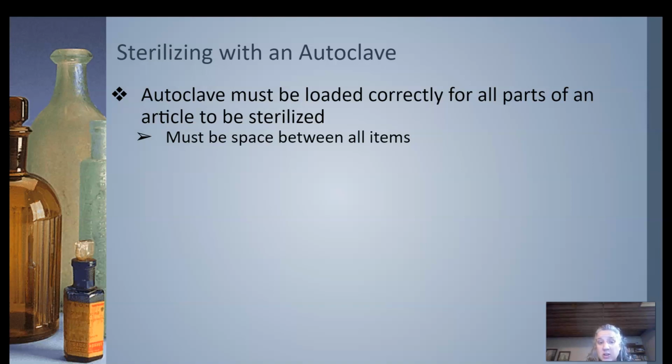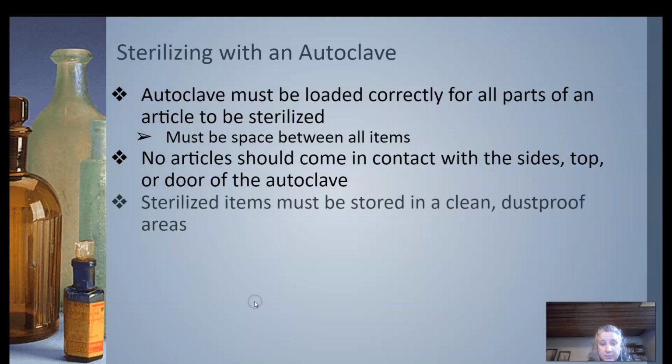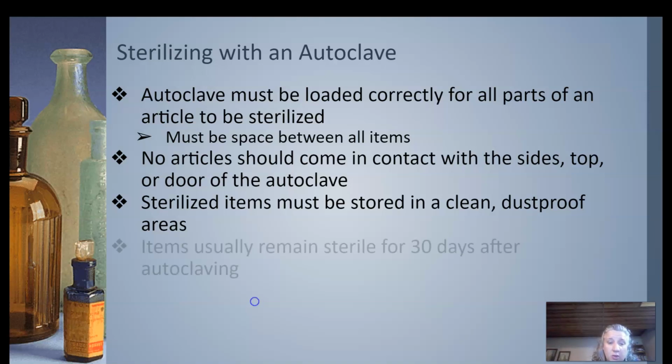When putting instruments or articles in there, you have to make sure there's space in between everything so that the steam can get all around that piece of equipment. No article should come in contact with the sides, top, or door of the autoclave. If that's the case, then they will not be sterile. Sterilized items must be stored in a clean, dust-proof area after leaving the autoclave. And items usually remain sterile for 30 days after autoclaving.